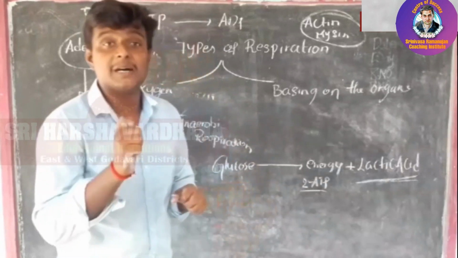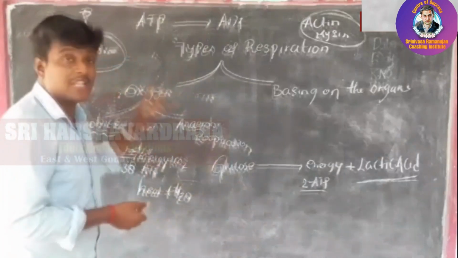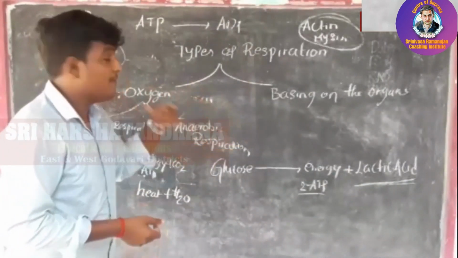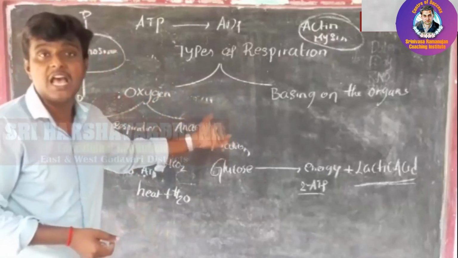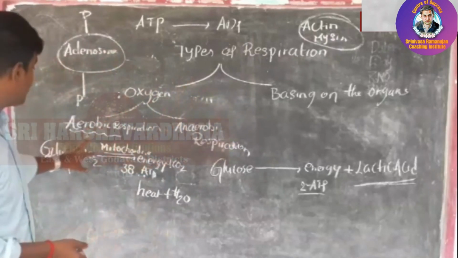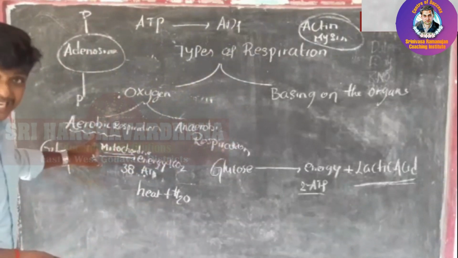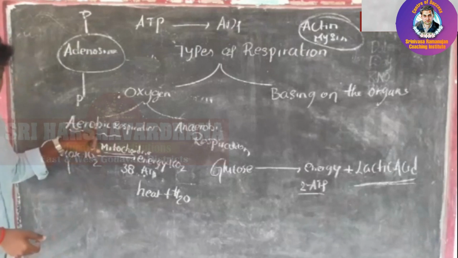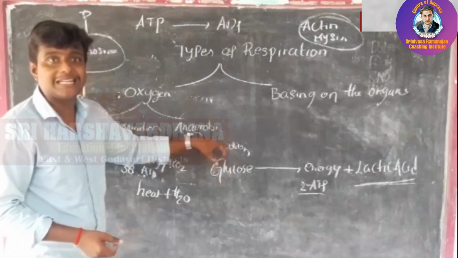We call it muscle fatigue. So here, based on the availability of oxygen, we can see two types of respiration: one is aerobic, another one is anaerobic. In aerobic respiration, we see glucose breakdown with the help of oxygen. Such a kind of respiration we call aerobic. If glucose breaks down without oxygen, it is called anaerobic.